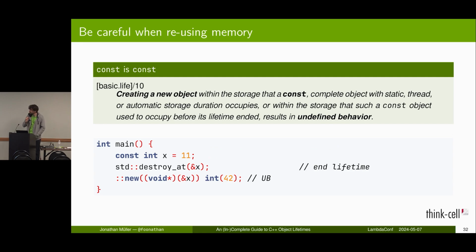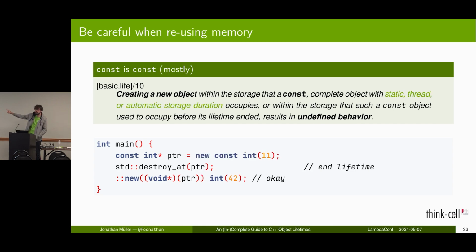Now, when you do that, you have to be really careful. For example, const is const. You cannot use it to change the value of a const thing. So here we're having a const int, we're ending its lifetime, this is fine. But then we're putting a new int in its place. This is undefined behavior, because this would change const memory, and const is const. Most of the time. If you're having a const object on the heap, we're fine to do it, because const on the heap doesn't matter. It's only const in static storage duration or const in automatic storage duration. So even though we're having a const int on the heap, we're allowed to change it by reusing the storage for a different object.